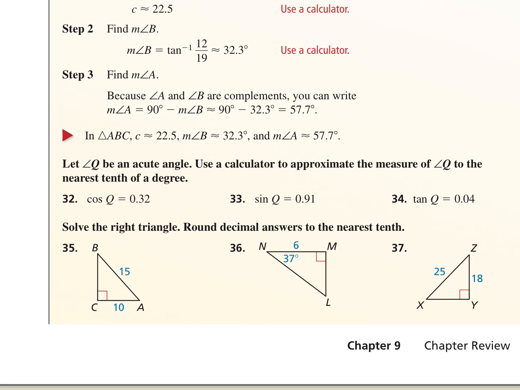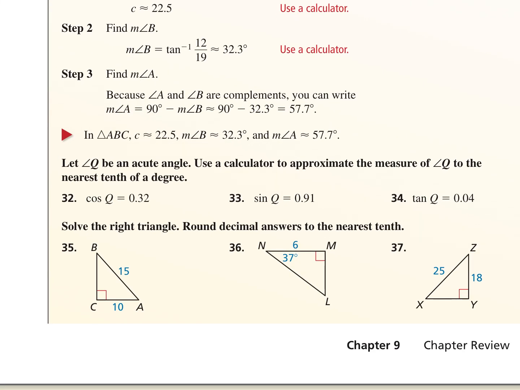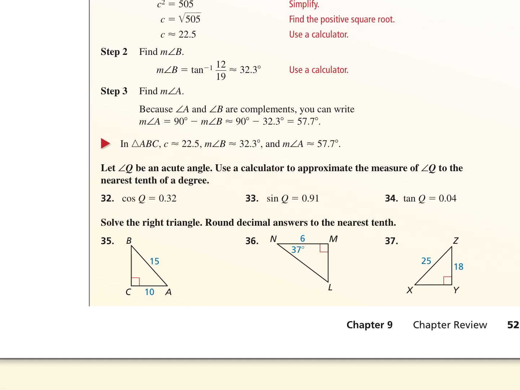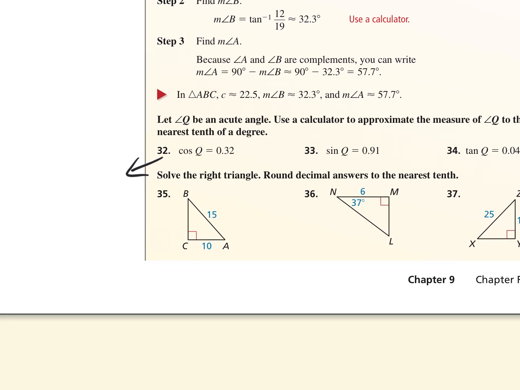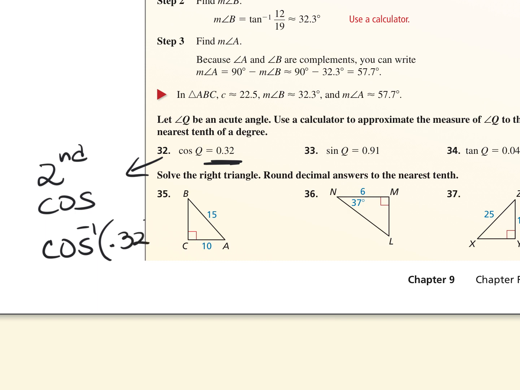Whenever they ask you to use your calculator and they give you the answer, all you're doing is taking your calculator, and when you want to find the angle measure, remember it's inverse. So for number 32, you would hit second, cosine. It's going to open up cosine -1. Then you take this decimal, put it in your calculator, close the parentheses, hit enter, and then we're going to round it to the tenths place, so 71.3 degrees.